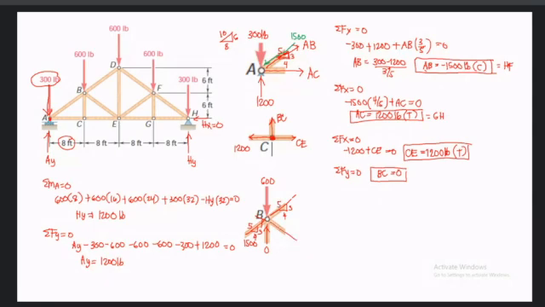Same here, right? So 4, 3, 5. So this will become your BD, and then this will become your BE. Okay, so they both have X, they both have Y. So whichever you do first, you will have 2 equations, 2 unknowns. So I'll start with Fx first.